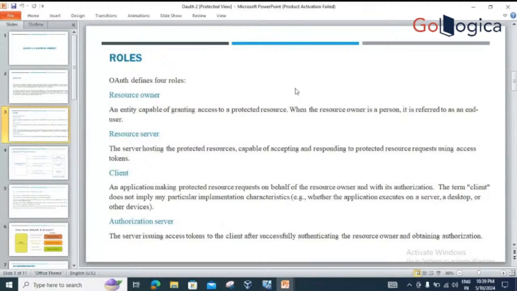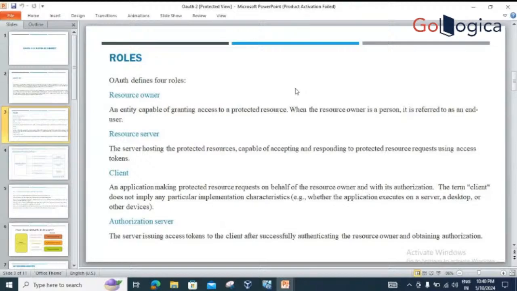How does this protocol work? The protocol works on four entities: resource owner, resource server, client, and the authorization server. Now, who is the resource owner? The entity capable of granting access to a protected resource is called the resource owner. When the resource owner is a person, it is referred to as an end user. Resource owner means we.